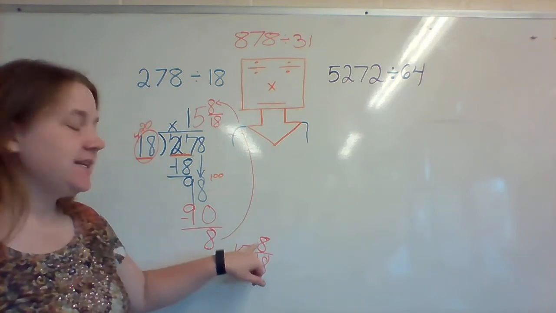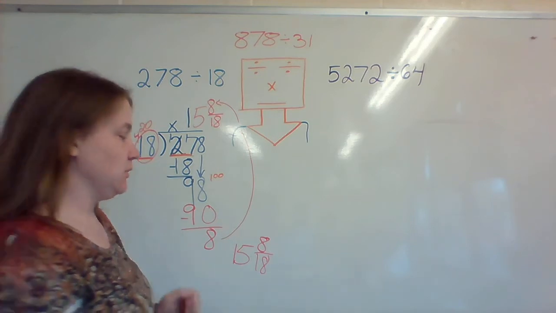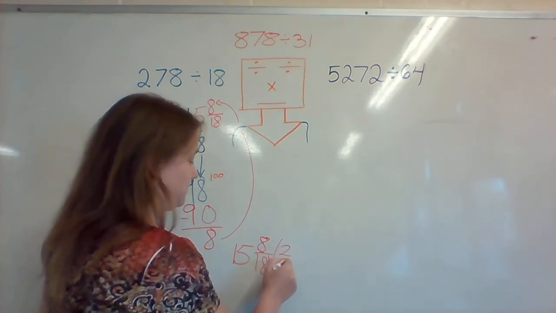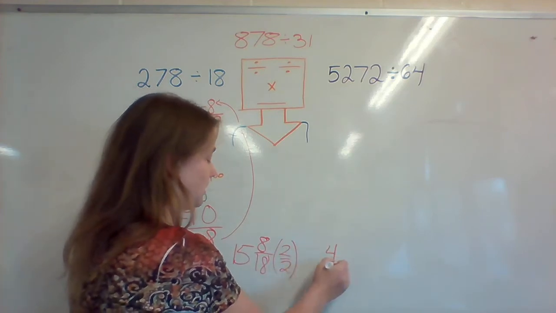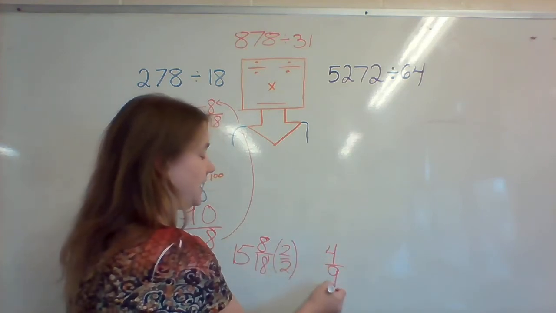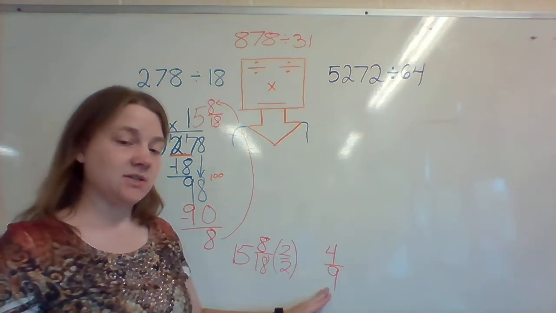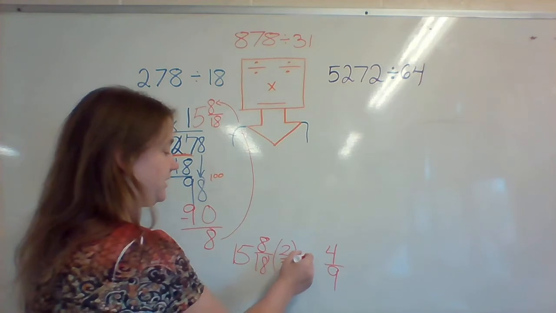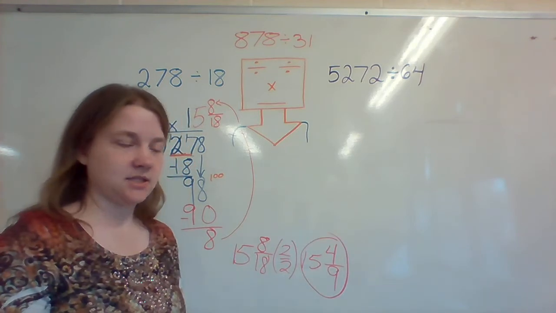So 8 and 18 are both even. So let's divide that by 2 over 2. 8 divided by 2 is 4. 18 divided by 2 is 9. 4 over 9, I can't do anything with that. So my final answer is not 4/9, it's 15 and 4/9.